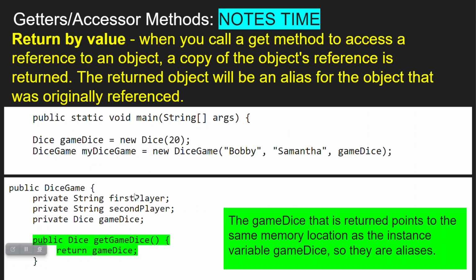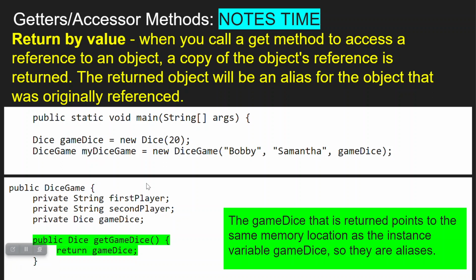And so if you had something like this, where DiceGame was the name of the class, and every dice game has a first player, a second player, and then an object of the Dice class. So what's going to happen here is, we've got Dice gameDice equals new Dice. So we've created an object of the Dice class. Now in the next line, DiceGame myDiceGame equals new DiceGame. We're passing in Bobby, Samantha, and gameDice, which again is this object right here. We're passing all of that in to our constructor.